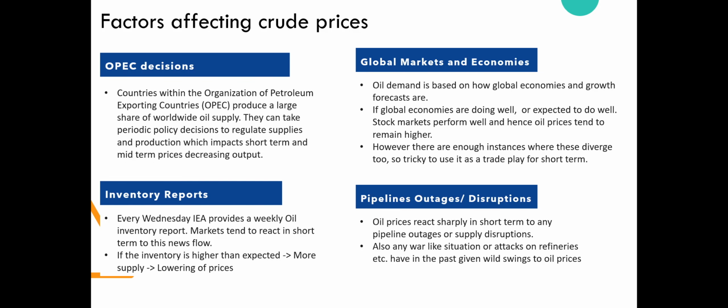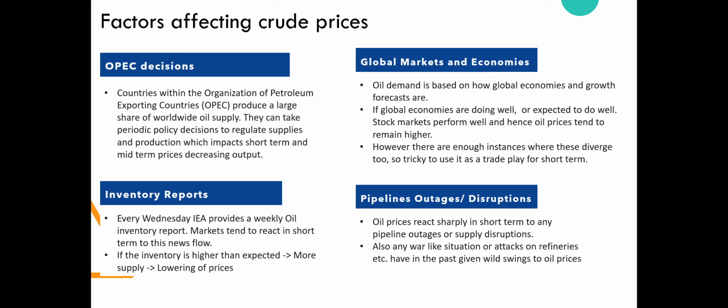The last thing: what are the factors that affect crude prices, which is the most important thing we would want to know? The primary and most common effect that we see is the OPEC decision. OPEC, the Organization of Petroleum Exporting Countries, is a group of countries which regulate the majority of crude oil supplies. They take periodic policy decisions to regulate supply and production, which impact both short-term and mid-term prices. Essentially, decreasing or increasing their output can impact prices. So OPEC keeps on taking policy decisions of whether to cut production, increase production, and things like that.